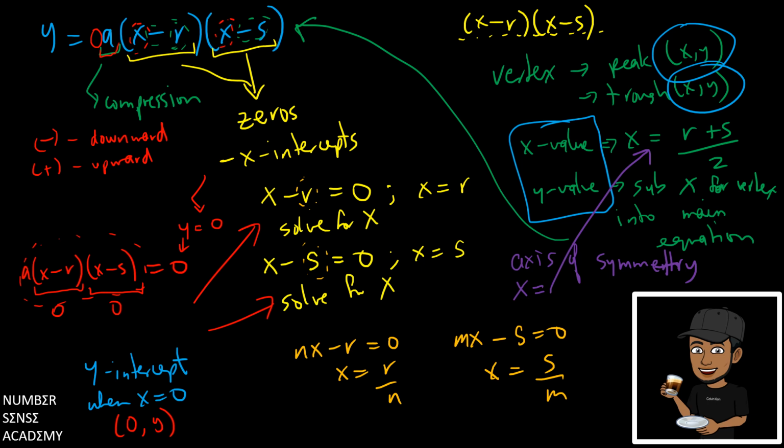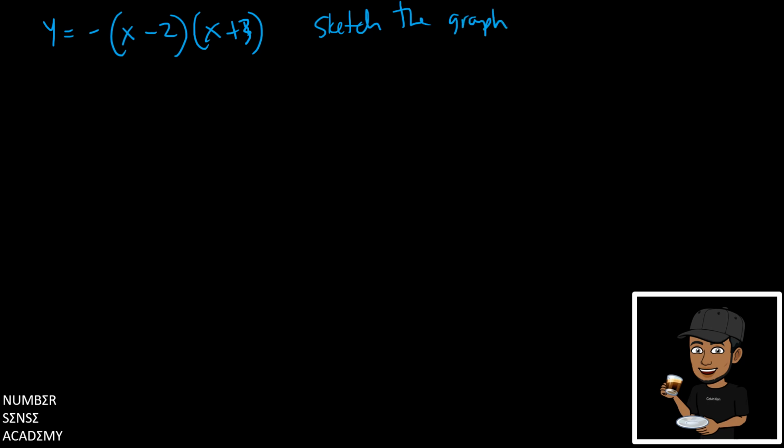So I'm going to do an example now just to kind of bring this all together. So suppose, and we don't need a whole lot of examples, all you need is one good one. So here's a good one. We have y equals negative x minus 2 times x plus 3. And essentially we're going to sketch the graph.